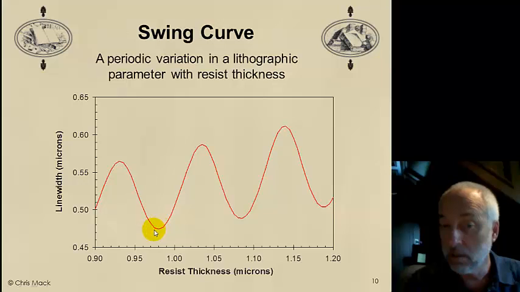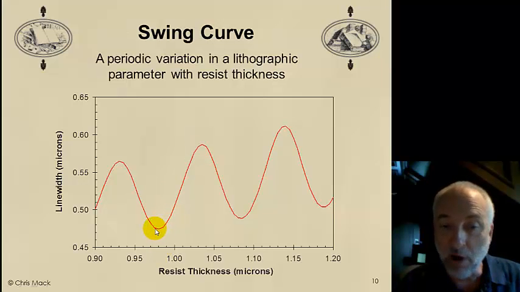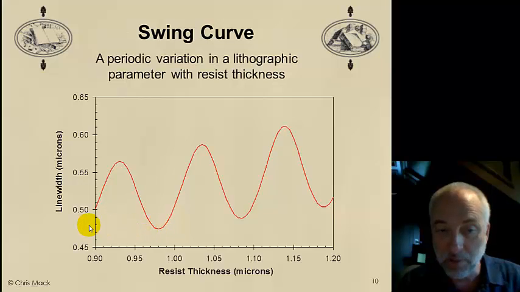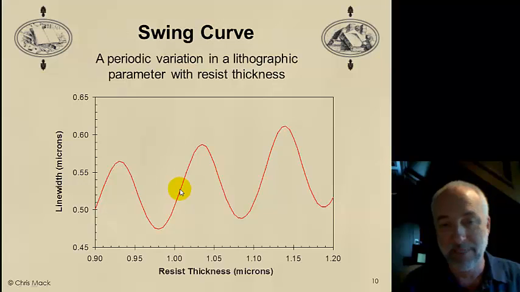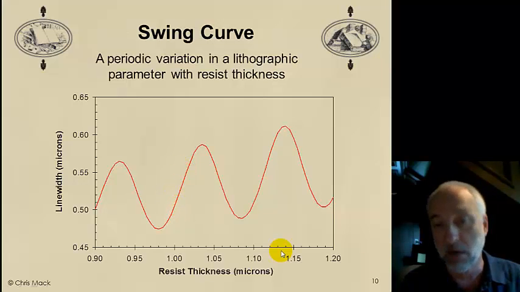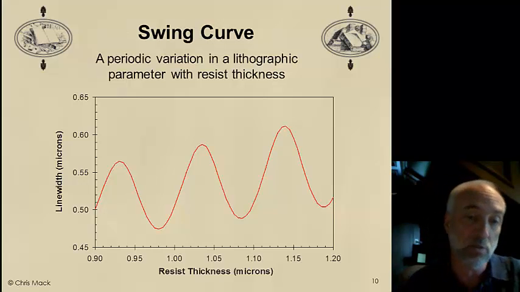Well, I would pick a thickness that was at a minimum or a maximum of the swing curve. And the reason is simple. When I'm at a minimum, small variations in resist thickness produce the smallest variations in line width. Same thing for a maximum. If I'm at a maximum, small variations in resist thickness produce small variations in line width. The extrema are the least sensitive. Now, if I happen to have a resist thickness of this, a small variation in resist thickness would produce a large variation in line width. That would be terrible. So I always operate at a minimum or a maximum of the swing curve.